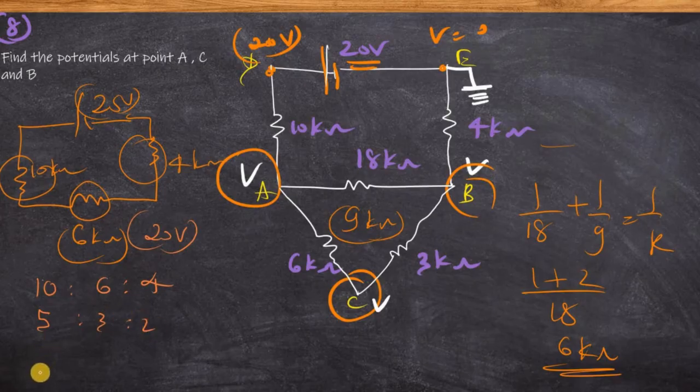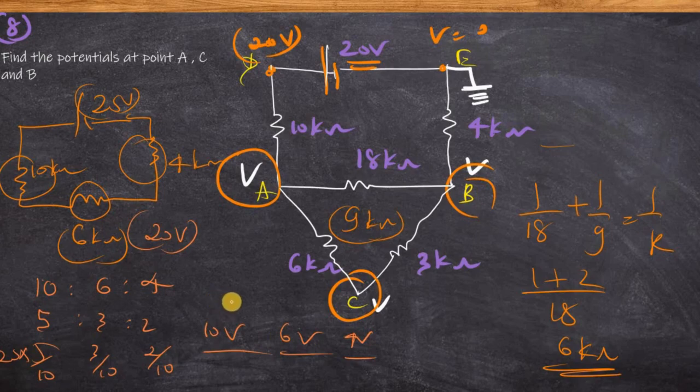So let's get the fractions. 5 over 10, 3 over 10 and 2 over 10, right? So multiplied by 20, we get 10 volt, 6 volt and 4 volt. Now we have the potential kept by each of these resistors, right?